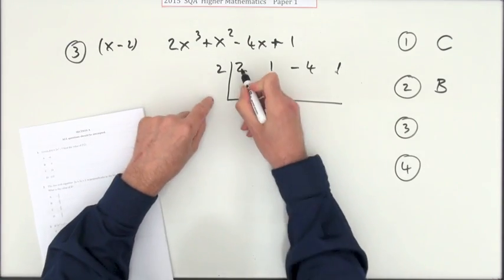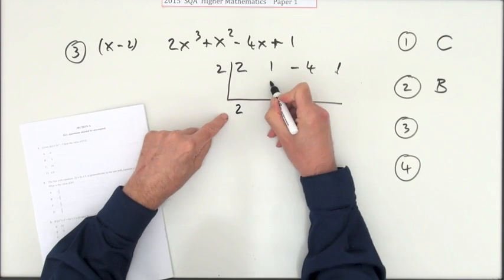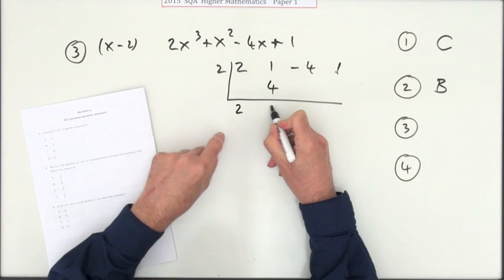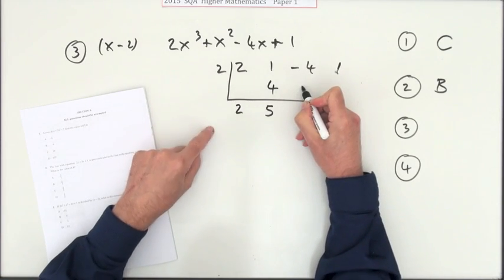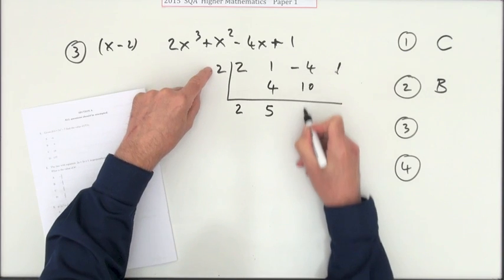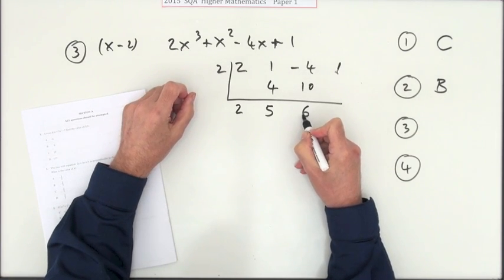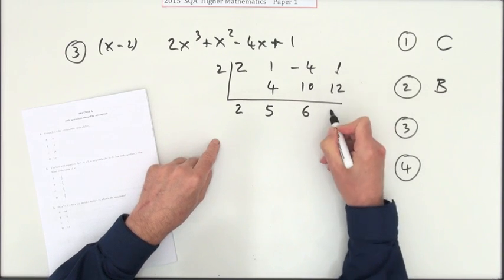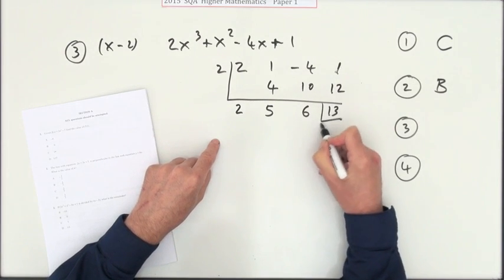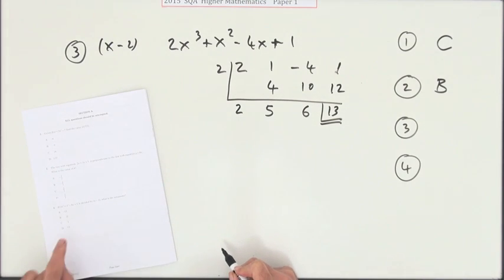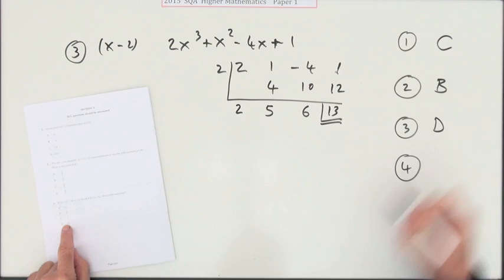So we just run that through it. Take it down, that's a 2. Multiply it up, that's a 4. Add it down, that's a 5. Multiply it up, that's a 10. Add it down, that's a 6. Multiply it up, that's a 12. Add it down finally for 13. 13 is D.